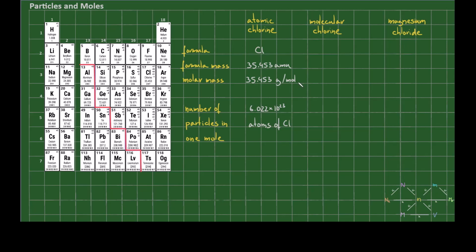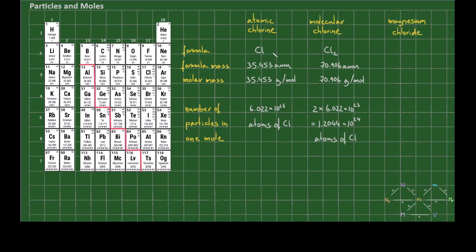What about molecular chlorine? Well, the formula is Cl2. Its formula mass is twice that of chlorine because I have 2 chlorine atoms, and so it becomes 70.906 AMU. But if I'm talking about a whole mole of molecular chlorine, it is 70.906 grams per mole. Note the difference in the number of actual atoms of chlorine. In case of atomic chlorine, I have an Avogadro's number of atoms of chlorine. In case of molecular chlorine, I have twice as many atoms of chlorine.